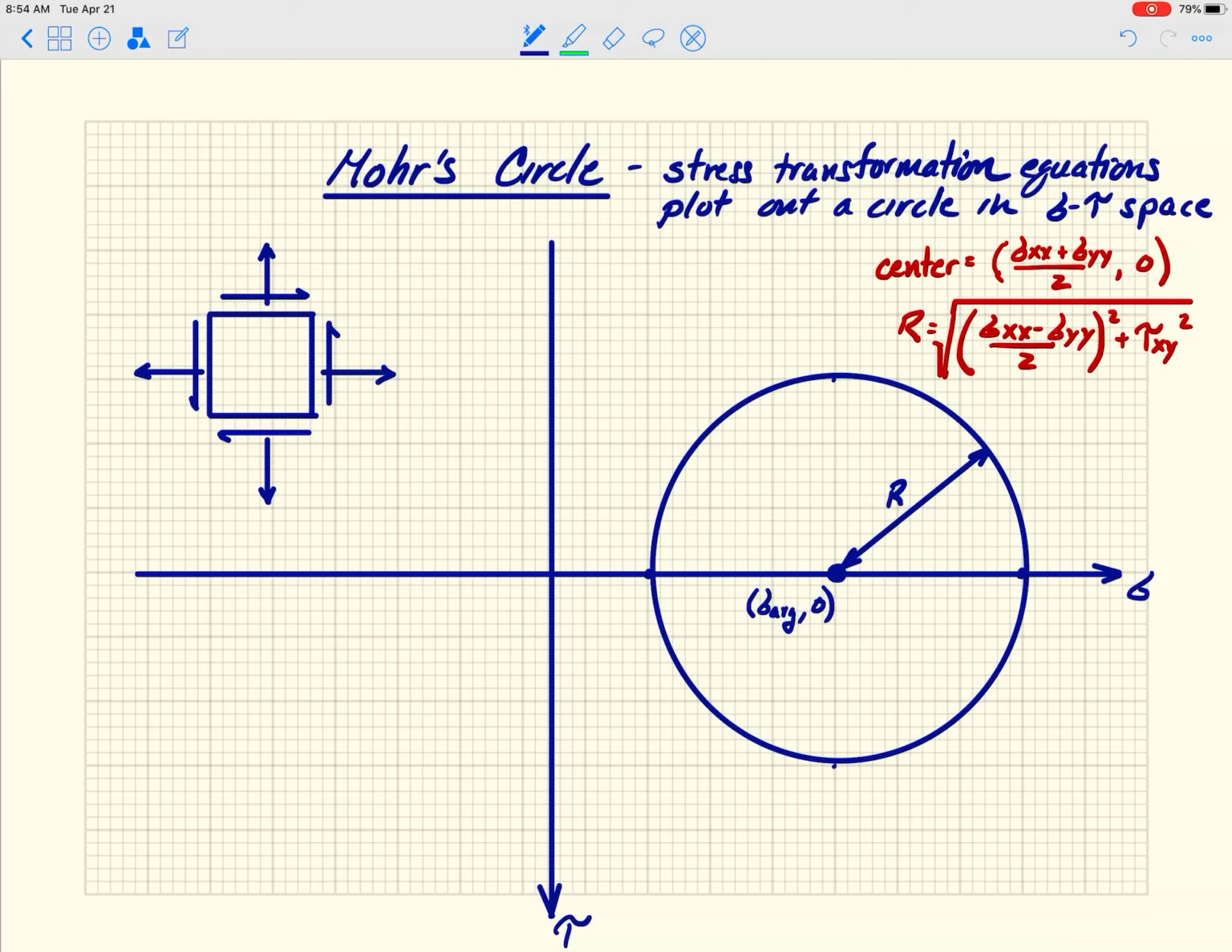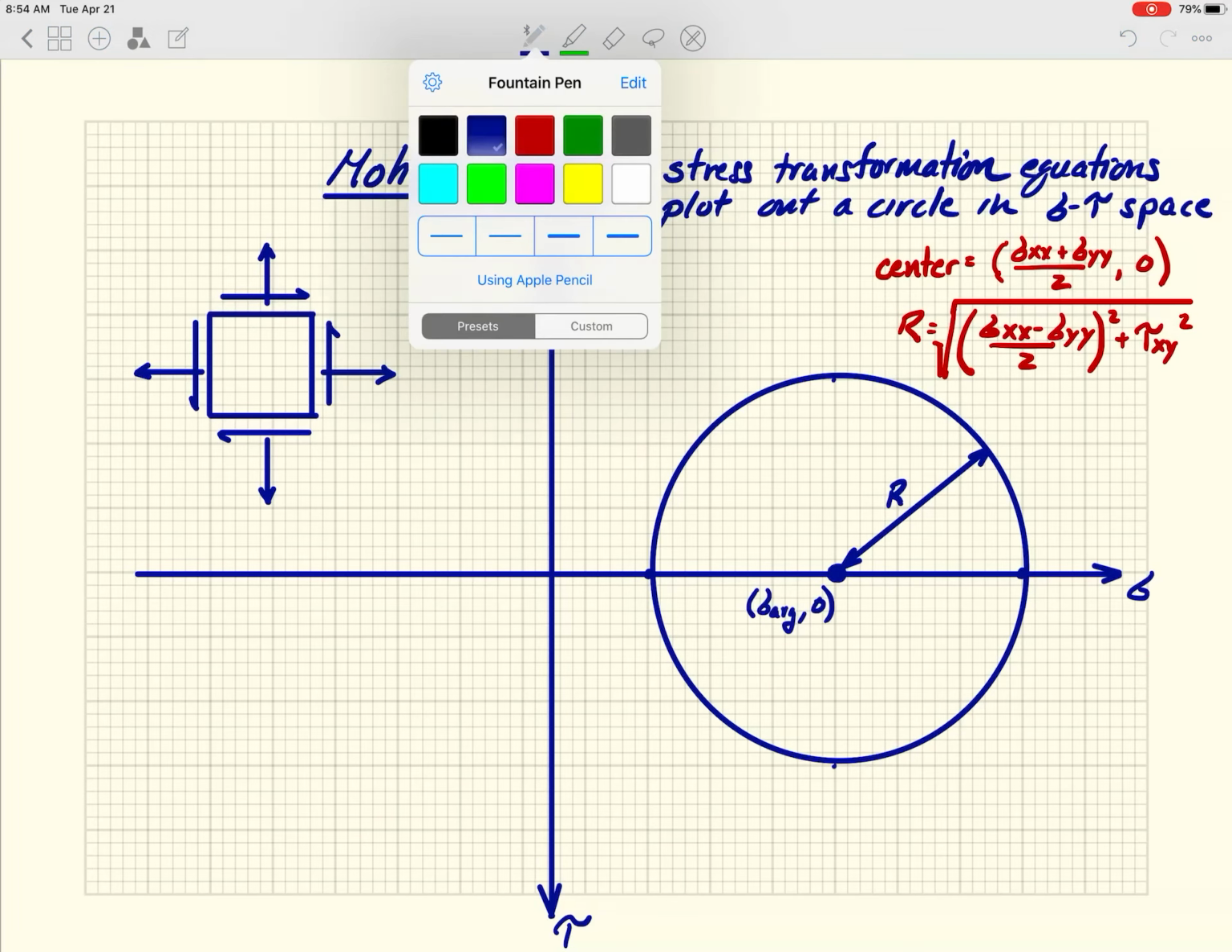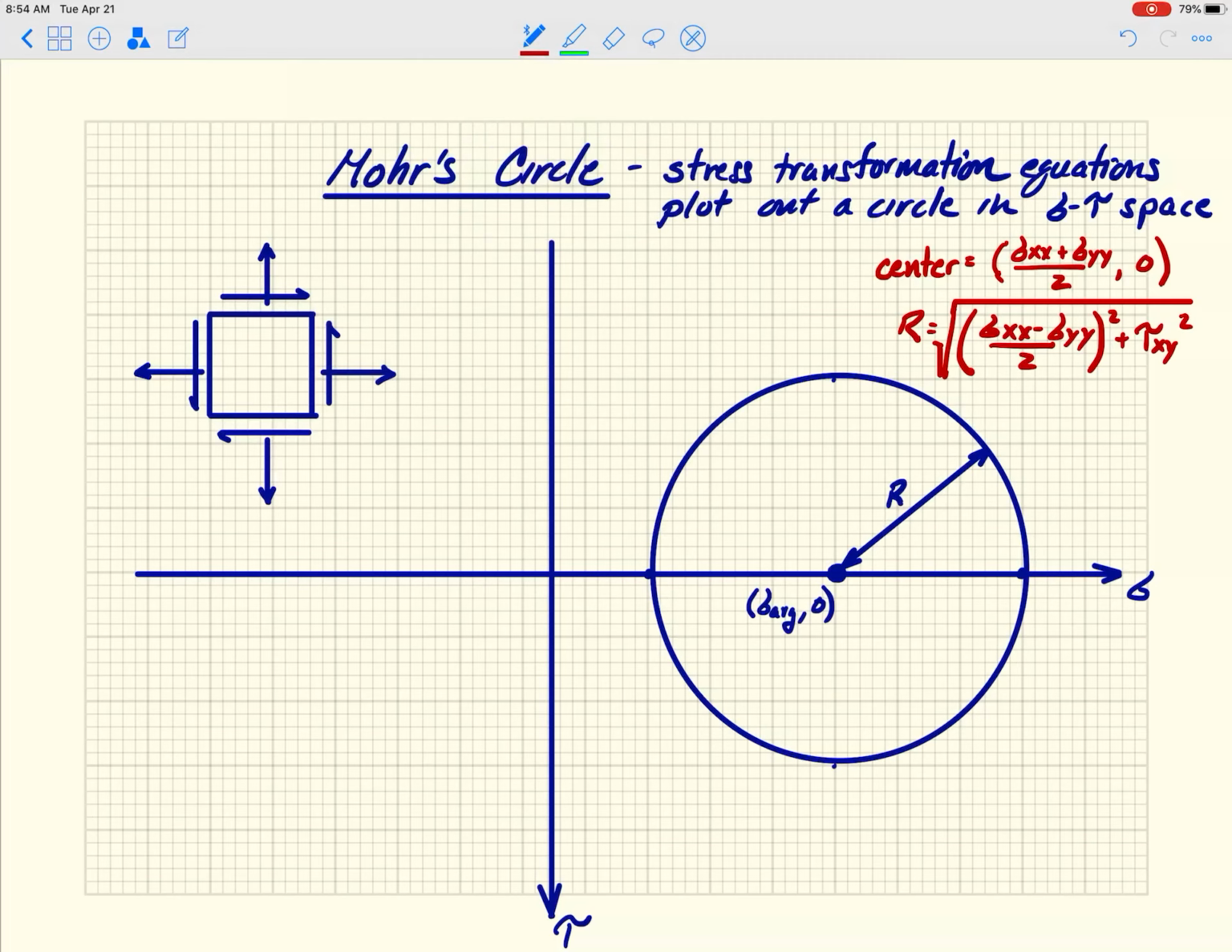I know that sounds very confusing, but effectively what it means is that if I came in here to an arbitrary point right there, the sigma associated with that point and the tau associated with that point occur on some orientation of the cube. Okay, so that's basically what it means.